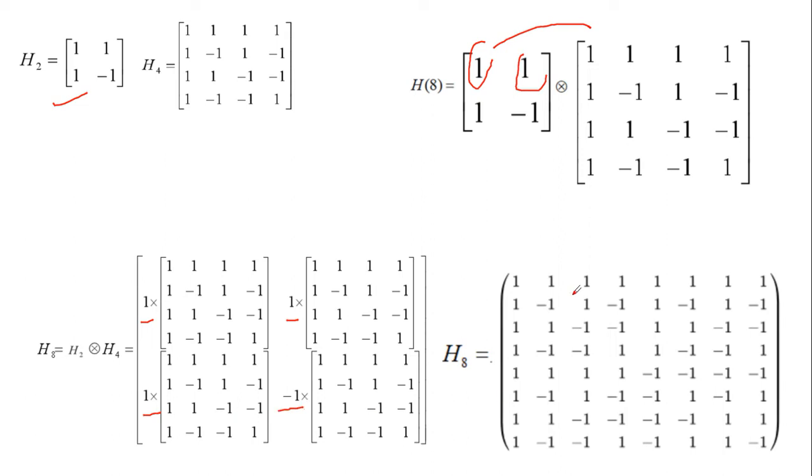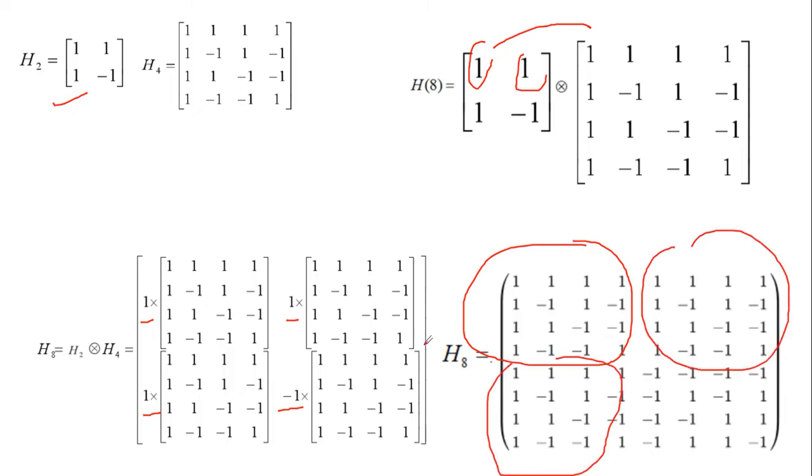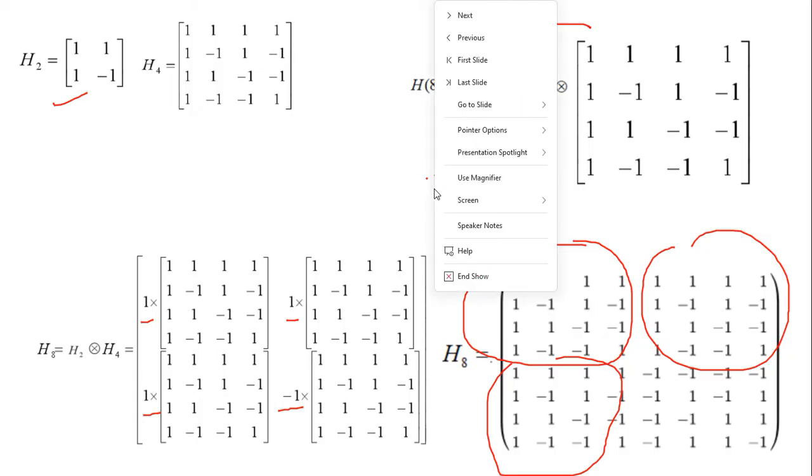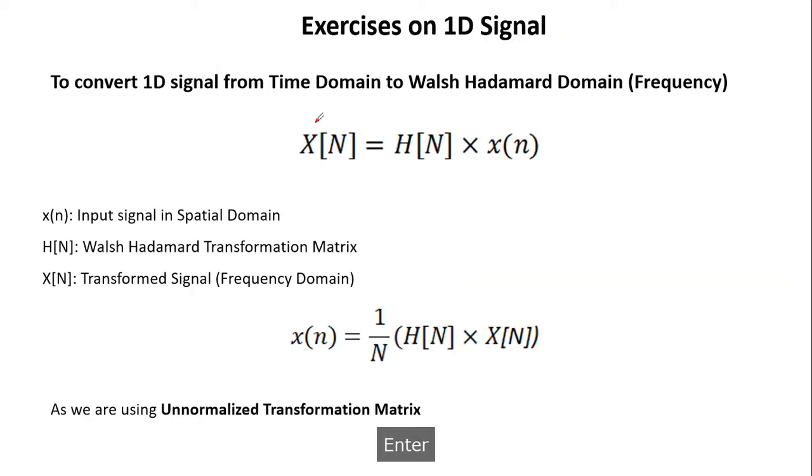and here for this 4 by 4, the first block, then the second block and third block, all three blocks are the same, because it is multiplied by 1. Only for the last block the sign will change. So in this way, by using the recursive generation and the Kronecker product, we can obtain the Walsh Hadamard matrix of any order.